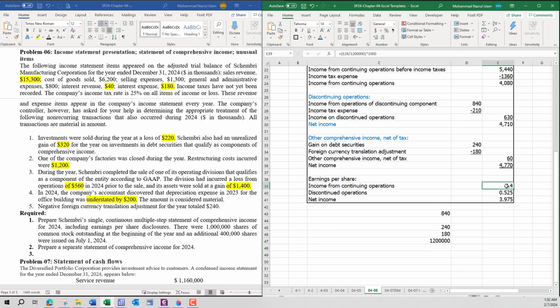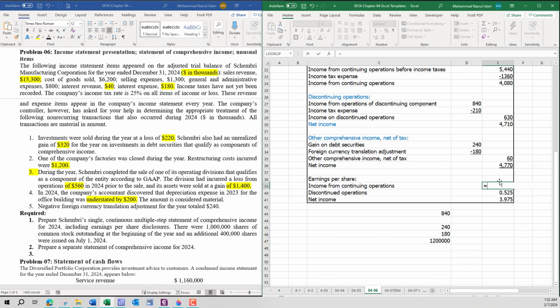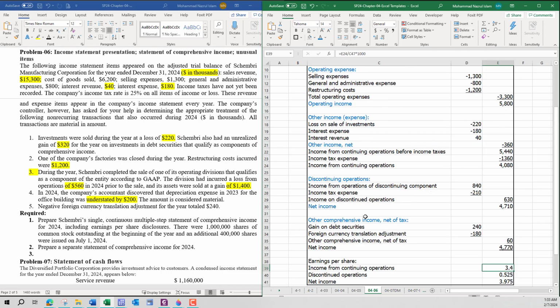This is our weighted average share. All these numbers are in thousands. So this one should be income from continuing operations divided by the weighted average shares, and multiplied by 1000. The same thing is true for all of these. I hope you got it.